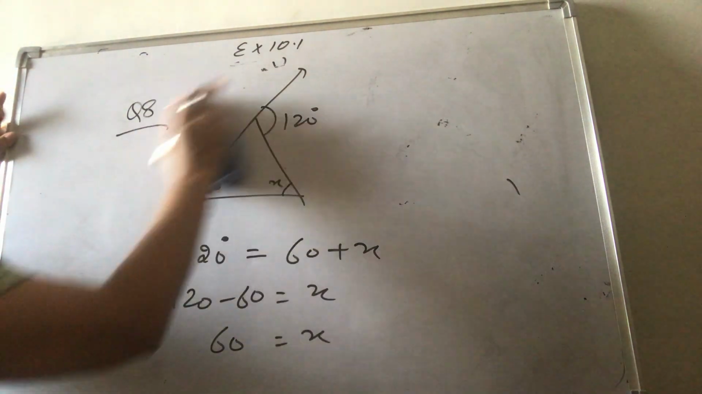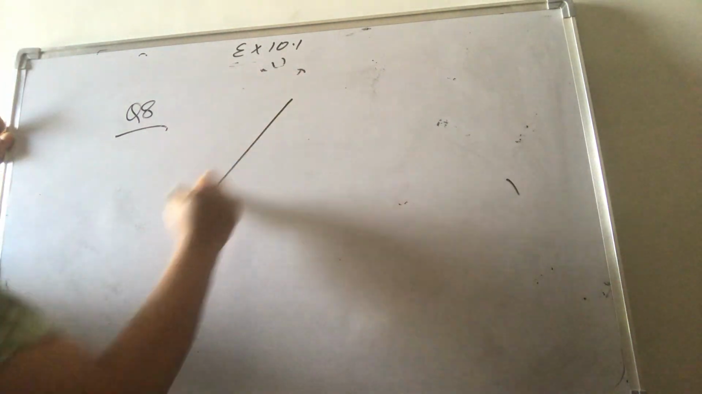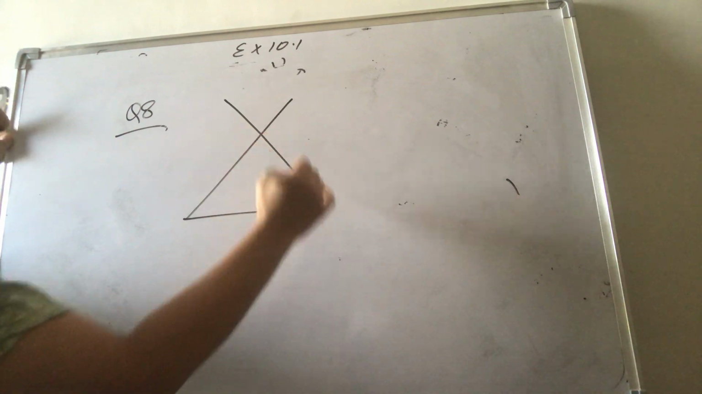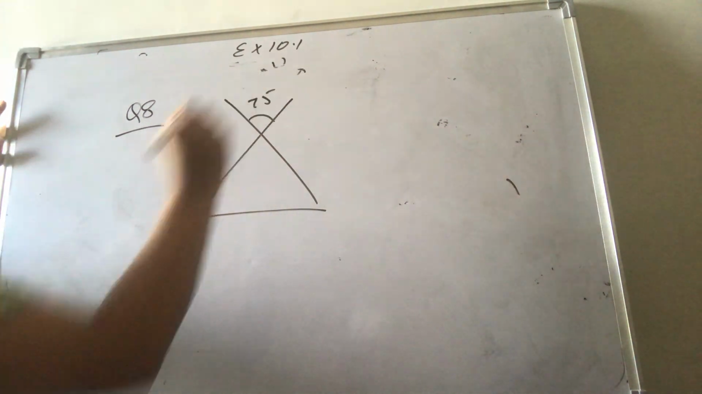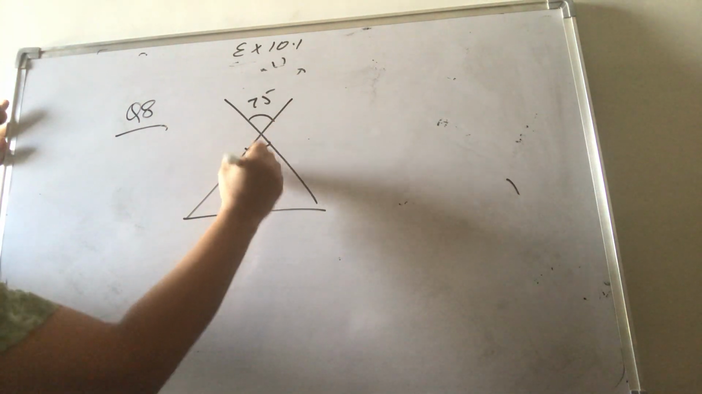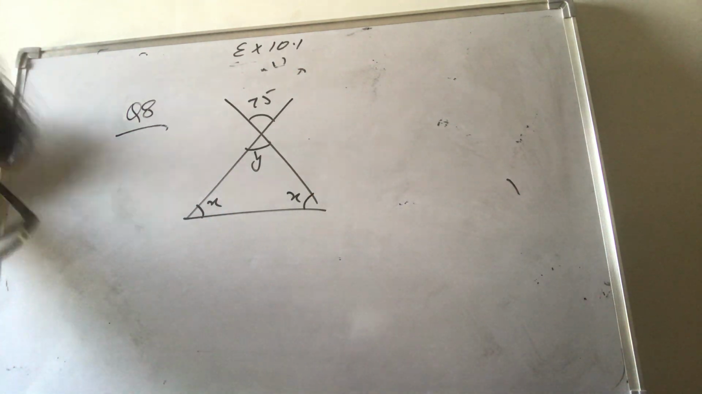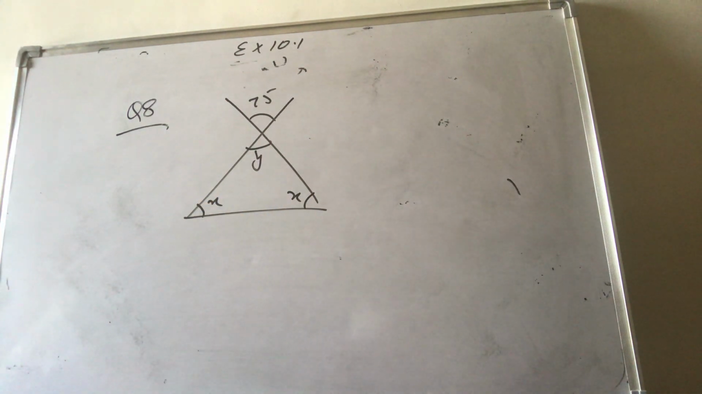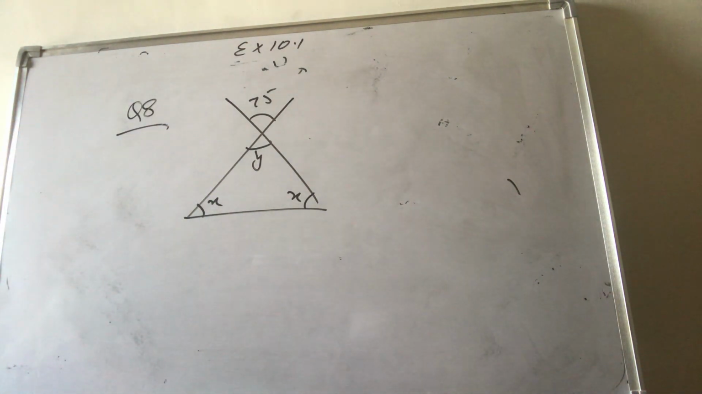Now in the C part, we are given this angle as 75 degree. This is y, this is x, this is x. These two are x, that means it is an isosceles triangle. Here we are given 75 degree, that angle is in the exterior, but this is not an exterior angle of the triangle. We will not use the exterior angle property here.